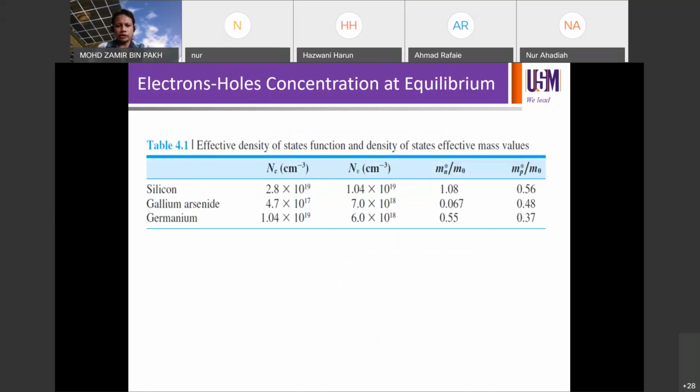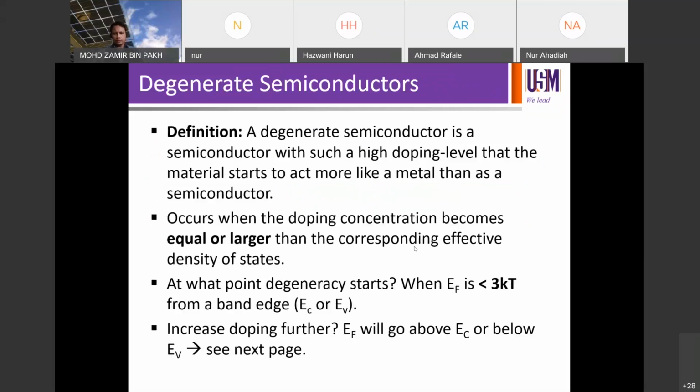For the calculation, you need to look at the values of NC and NV given by this table. For example, if you look at silicon, your NC will be equal to 2.8 times 10 to the 19, and for NV, for silicon, 1.04 times 10 to the 19. You can also see gallium arsenide, germanium, and some other materials as well. So now you know how to calculate the density of free electrons and free holes at thermal equilibrium.